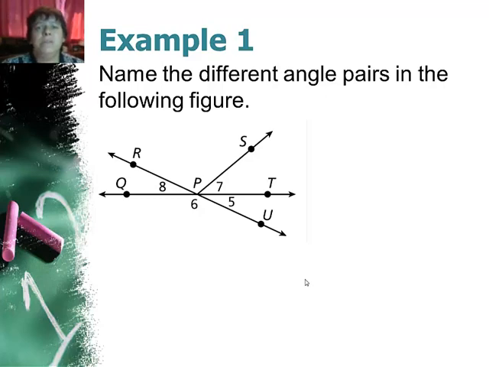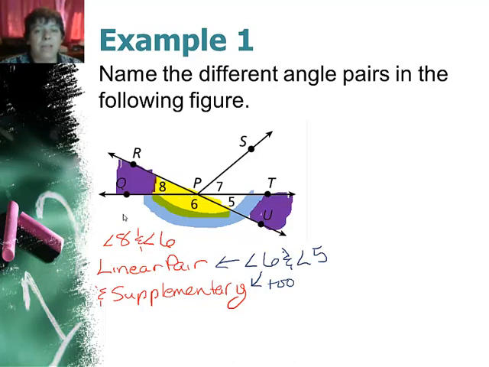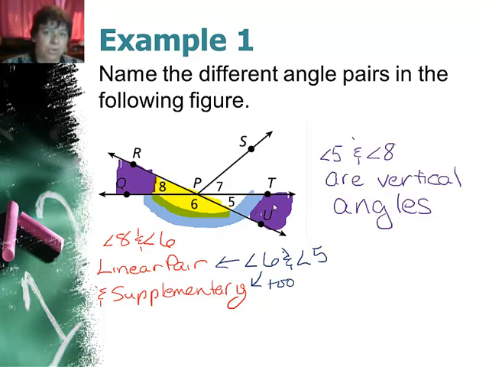Now we're going to take a look at some of the different angle pairs in the following figure. To start, let me look at the linear pair, also supplementary angles, angle 6 and angle 8. You can see they make 180 degrees, and they are linear pairs, and they are supplementary. I can say the same thing for angle 6 and angle 5. Another pair I can look at is angle 8 and angle 5. That's that special vertical angle pair. So angle 8 and angle 5 actually have the same measure. They are congruent.